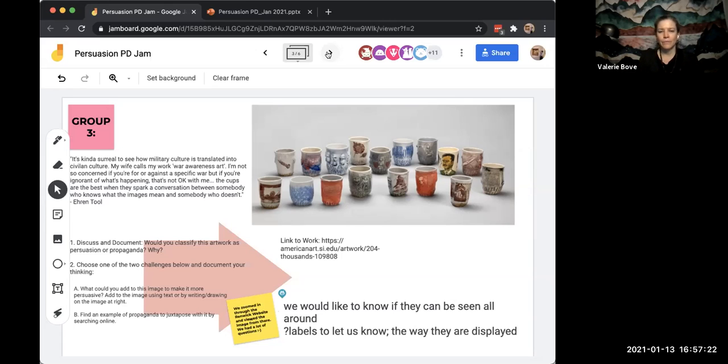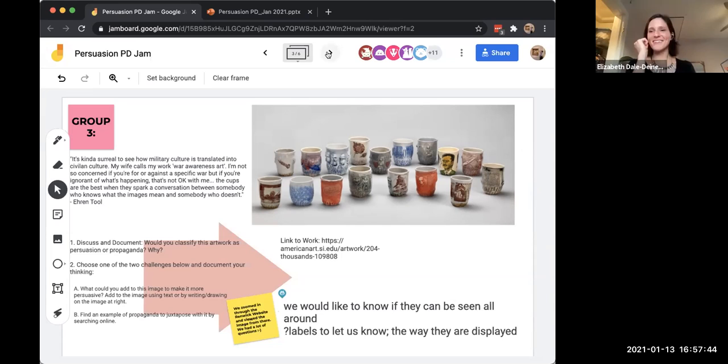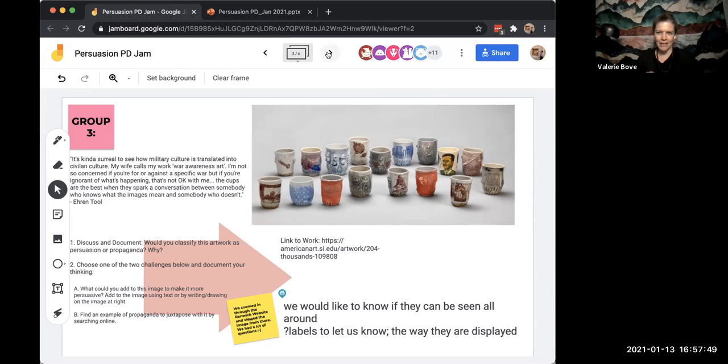We were really interested in looking at it more closely. Susan was saying she really wanted to see the whole cup from all around, and we talked about maybe having some kind of device, like putting each cup on a lazy Susan and looking at how cool that would be, or looking at it from an app on a pad, so you could do the 360.